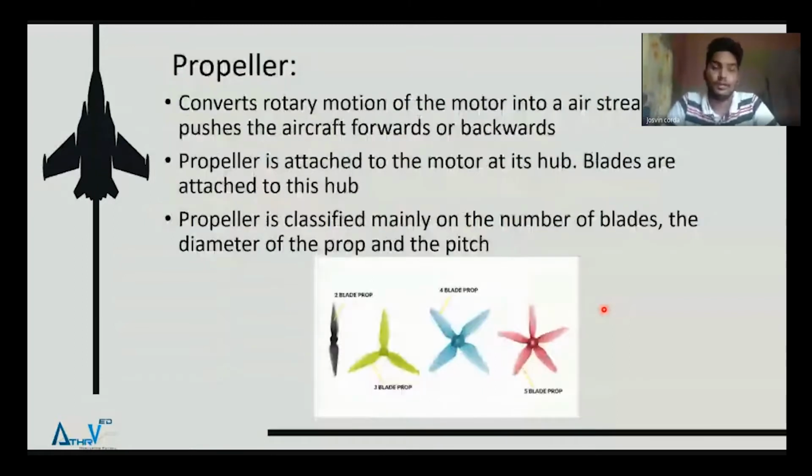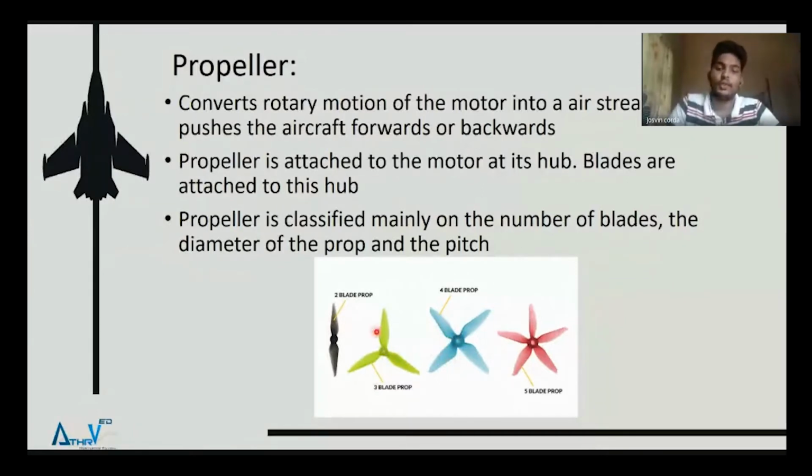The propeller is the part that goes onto the motor. It converts the rotary motion of the motor into an airstream which pushes the aircraft downwards. The propeller is attached to the motor at its hub. The circular part that attaches to the motor is called a hub, and blades are attached to this hub.